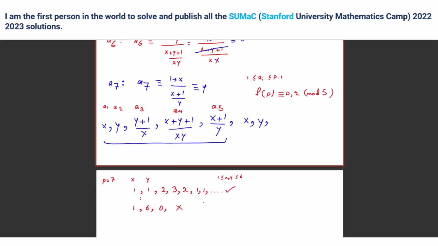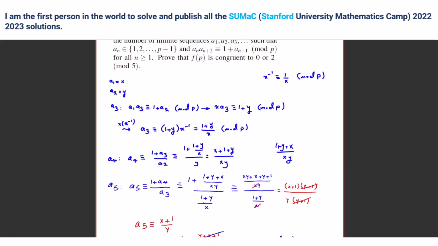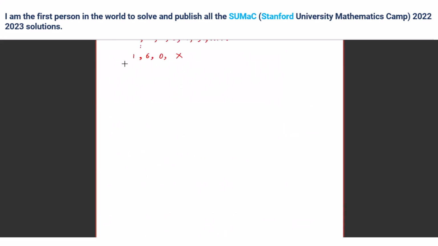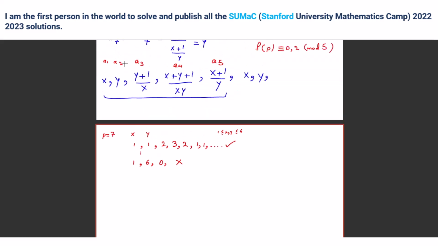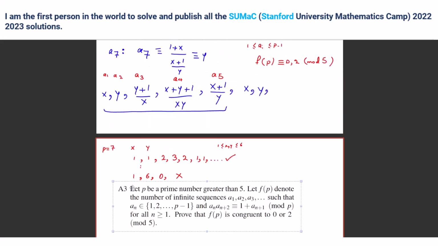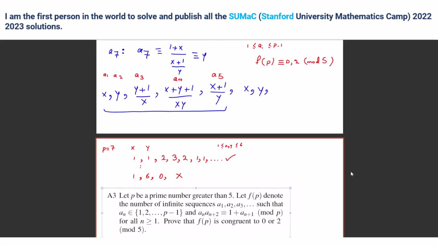Let me check here. a_n should be from 1 to p minus 1. So a_n cannot be 0. So a3 shouldn't be 0, a4 shouldn't be 0, right? Okay, I see. Let me copy also the problem here. Okay, fine. Yes, sir.